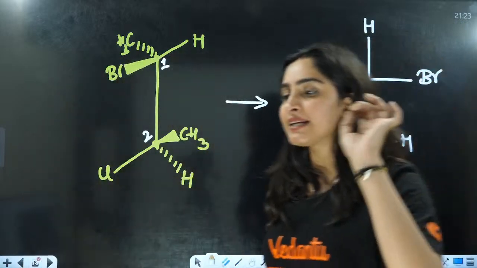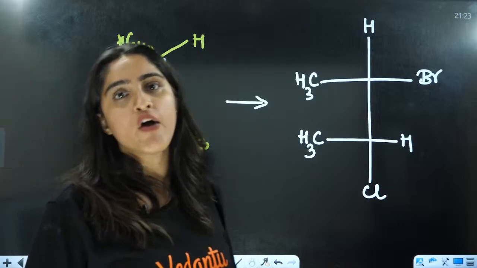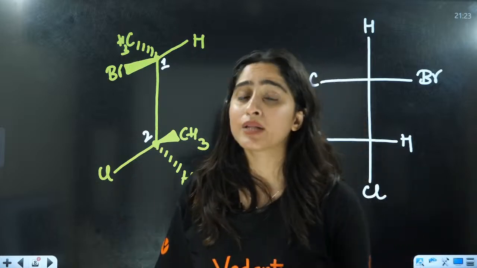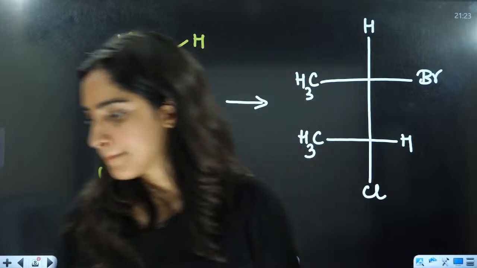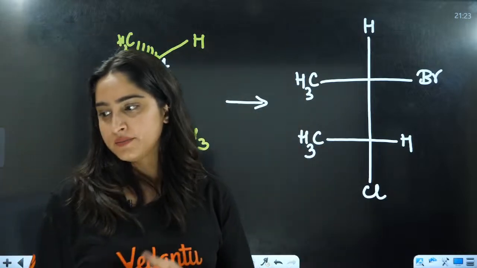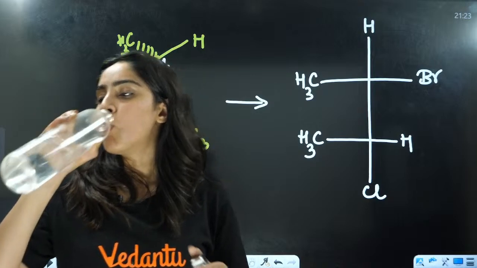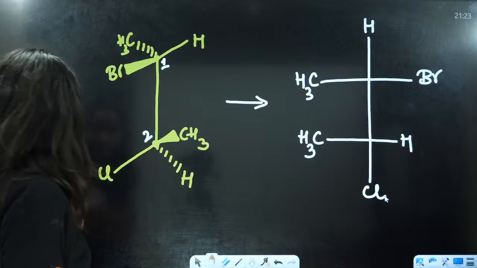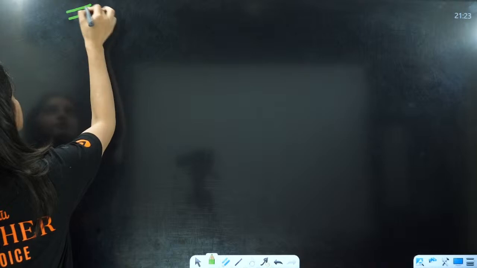Yes, everyone, any doubt here? Any kind of doubt in conversion of Fisher, Newman, all these things? Is this clear to everyone? So that after that, I can start with the conformers. Okay? Now let us start with the conformers.